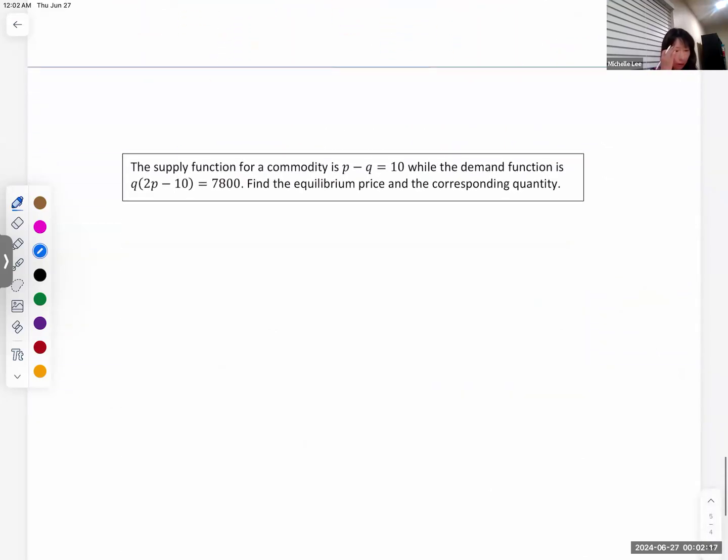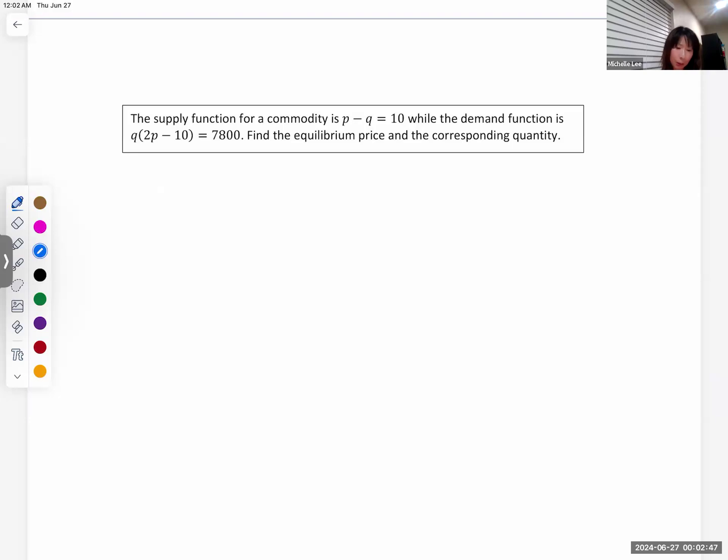So we have the supply function for commodity. Oh, I pronounced this, I practice and then all of a sudden I forget. Commodity, right? It's P minus Q equal to 10, while the demand function is Q times 2P minus 10 equal to 7,800, right? Find the equilibrium price and the corresponding quantity. Okay, so in that case, let's find out price first, then quantity, all right? I mean the quantity first. That's why we set it up price equal to price, right? Here, let's set up quantity equal to quantity. Okay, so solve for Q.